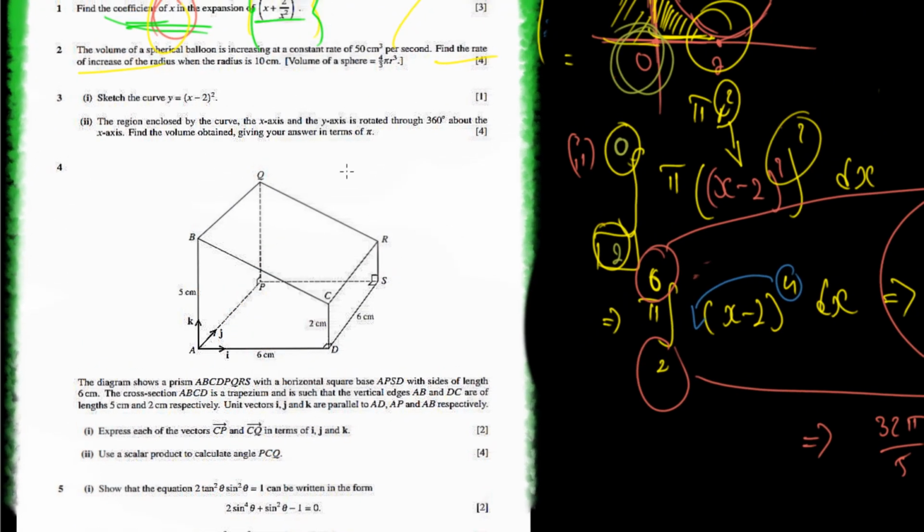Okay, question number 4. The diagram shows a prism, and let me quickly erase. Okay, you have the entire prism, and for the first question, you can pause and read the question. Express each of vector CP and so on in terms of the given vectors. So we have to find the vector CP. Whenever you have a vector equation, it's better to first write it down in English so that you know what you're doing. We need to go from C to P. To go from C to P, first we need to go from C to D.